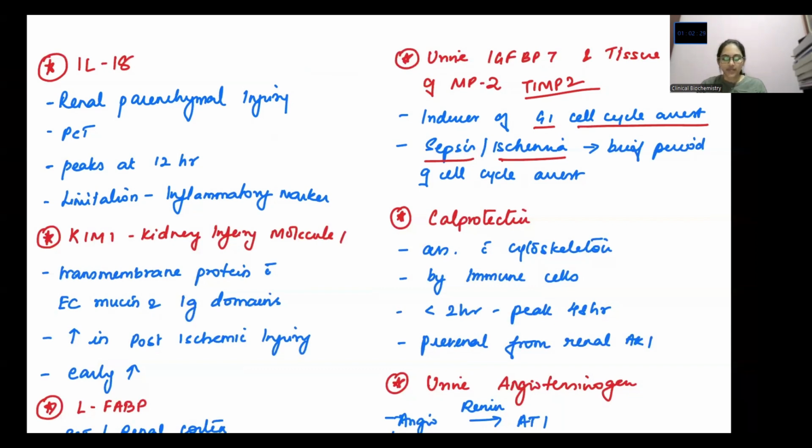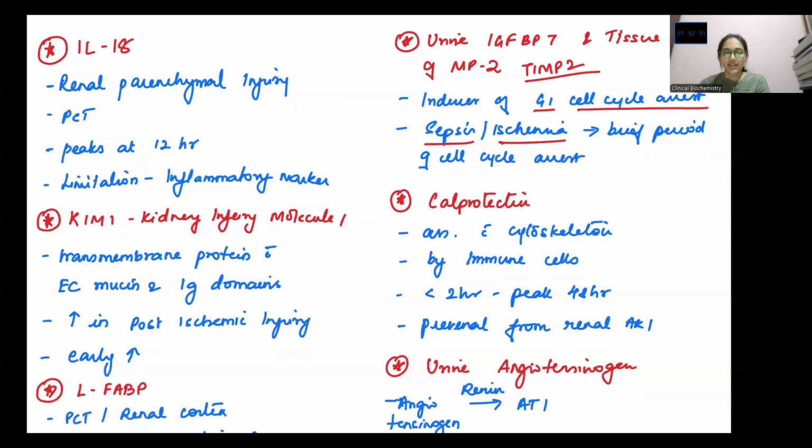Next is calprotectin. Calprotectin is associated with the cytoskeleton and is produced by the immune cells. Less than 2 hours after injury it starts to rise and it peaks by about 48 hours. With this molecule we'll be able to differentiate whether it's a pre-renal AKI or an intrinsic, that is renal, AKI. So that's what we can differentiate.